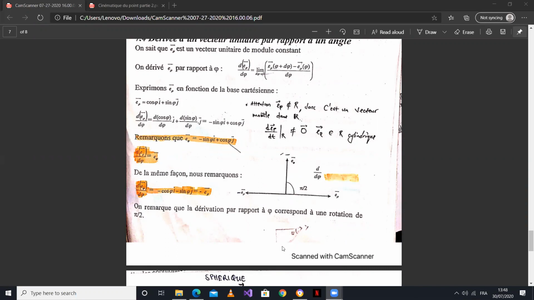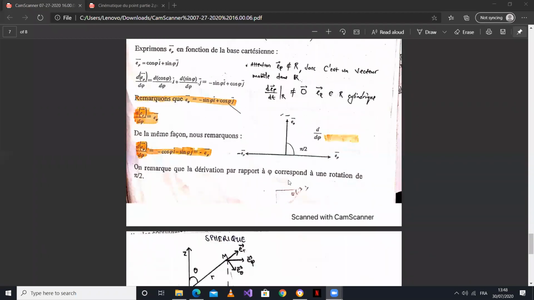That's why I told you, try to derive minus e_rho and see if it's going to give you the expression minus e_phi. Then you will know that this is accurate. If it doesn't give you minus e_phi, it means you have made a mistake somewhere in your derivative. So that's that.